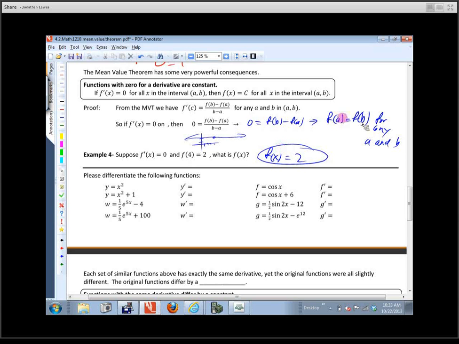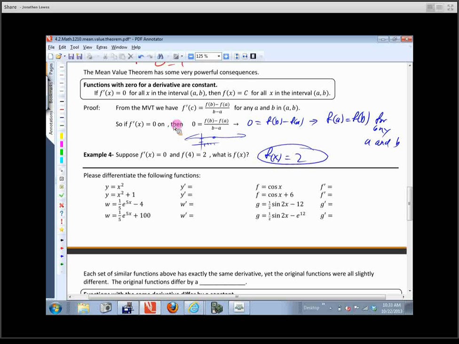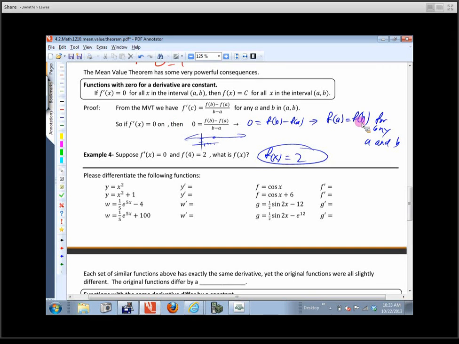So just like up here where we said, if the derivative is always 0, then the function values always have to be equal to each other. So the original function must have been a constant. Here I'm telling you the derivative is 0 everywhere. I'm giving you a point that it goes through. If it goes through (4, 2), then all of them have to have a function value of 2, so f of x has to be 2.